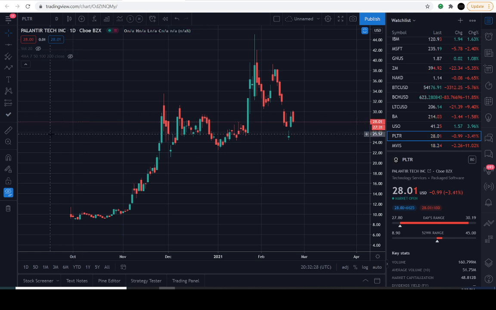Today we'll be exploring the PLTR, Palantir Technologies Inc. symbol. I have a few lines that I've had on the chart for quite some time.